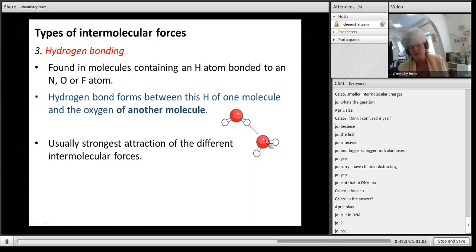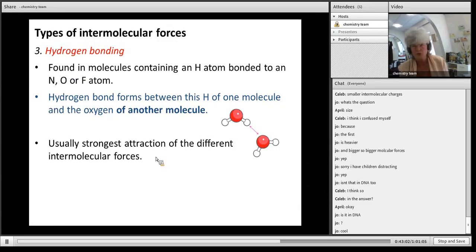And it can do this for nitrogen, and it can do it with fluorine. Fluorine is the smallest of the three, and it has the biggest nuclear charge because it's got the most protons, so fluorine can form the strongest hydrogen bonds between them. Okay, and as you said there, it's in the DNA, it's what holds the helix together.